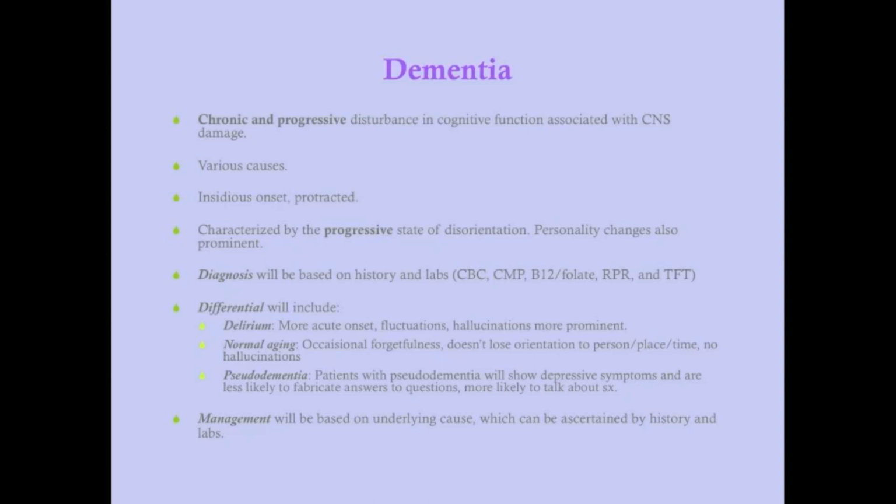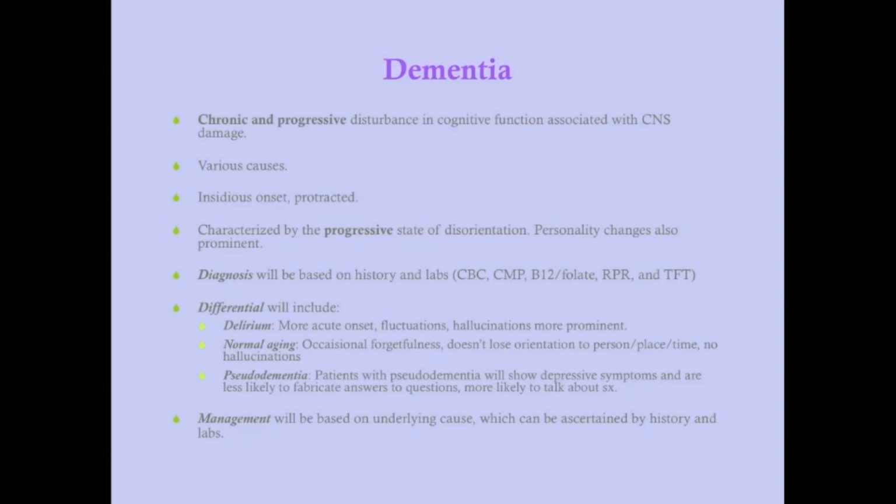And then pseudodementia, which we'll talk about much later, is patients with depressive symptoms, but they're less likely to fabricate answers to questions, and they're more likely to talk about symptoms. Whereas on the other hand, patients with true dementia processes will fabricate answers to questions, and they're going to deny that they have dementia. They don't actually think that there's a problem with them.